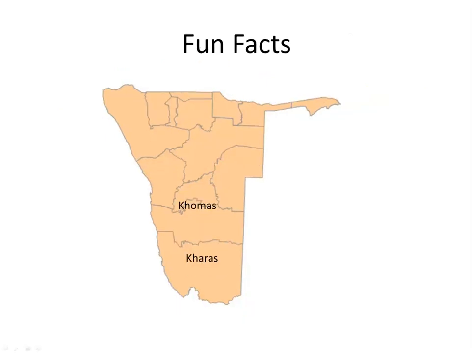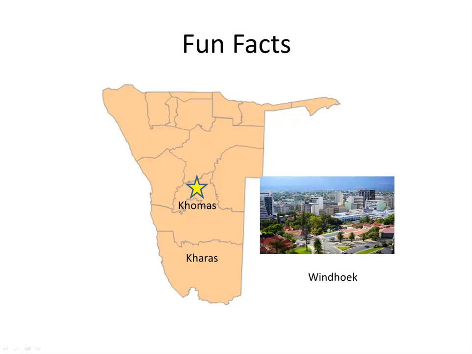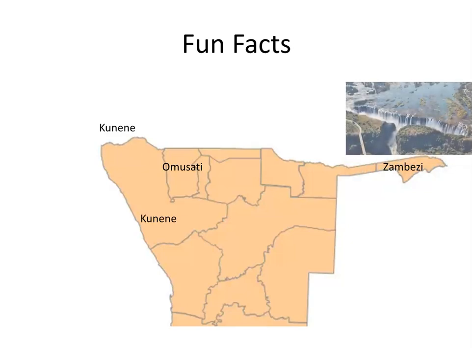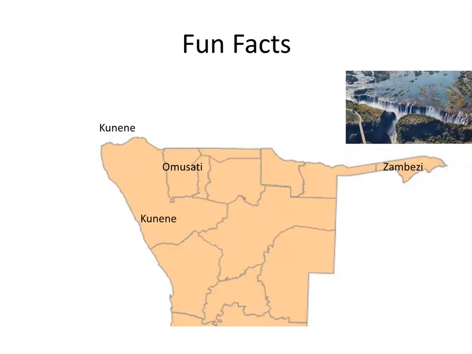Now let's look at our fun facts. The Khomas region is where our capital city, Windhoek, is found. The Karas region in the south is home to the Fish River Canyon, which is the largest canyon in Africa. In the Zambezi region, we have a region which is very close to 4 countries, Angola, Zambia, Botswana, and Zimbabwe. That makes it very special.